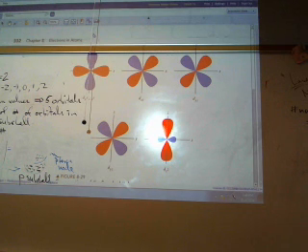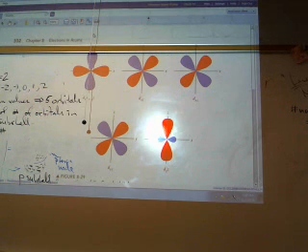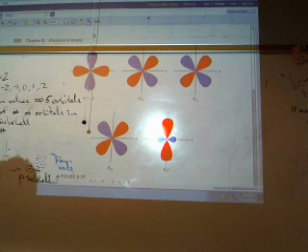N plus L? So N is 3, L is 2. Oh, that works. 3 and 2 is 5. Okay, let's try it in the 3P. In the 3P, N is 3, L is 1. And so that's 4. 3 and 1. And did we have 4 orbitals? No. And so if the law doesn't fit the factual data, then it's no good.